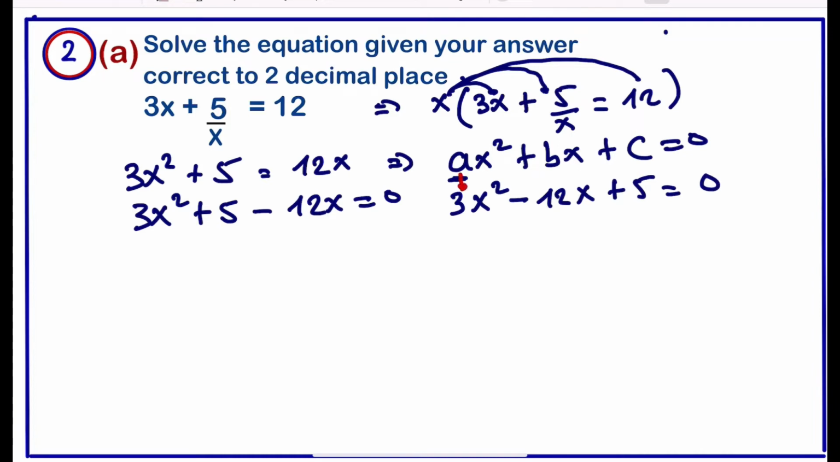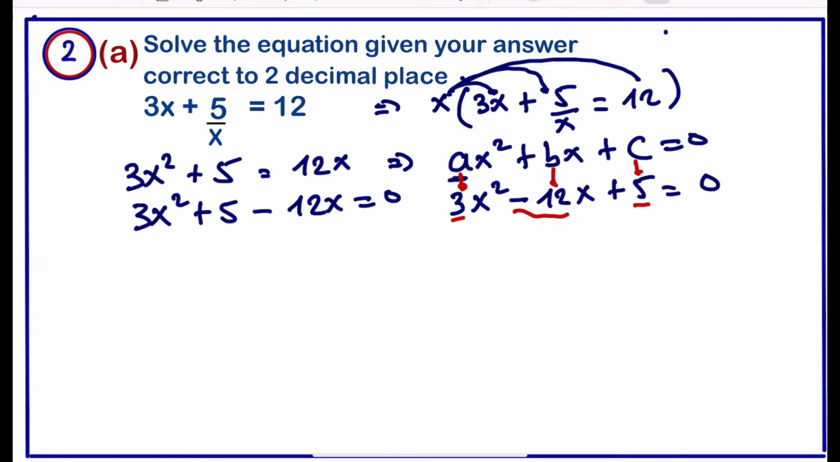So this is our quadratic equation. We can have it directly here. a is 3, b is minus 12, and c is 5. So we have all the values that we need. Then looking at this question, we can solve it using factorization. The only way to solve it is to use the quadratic formula.